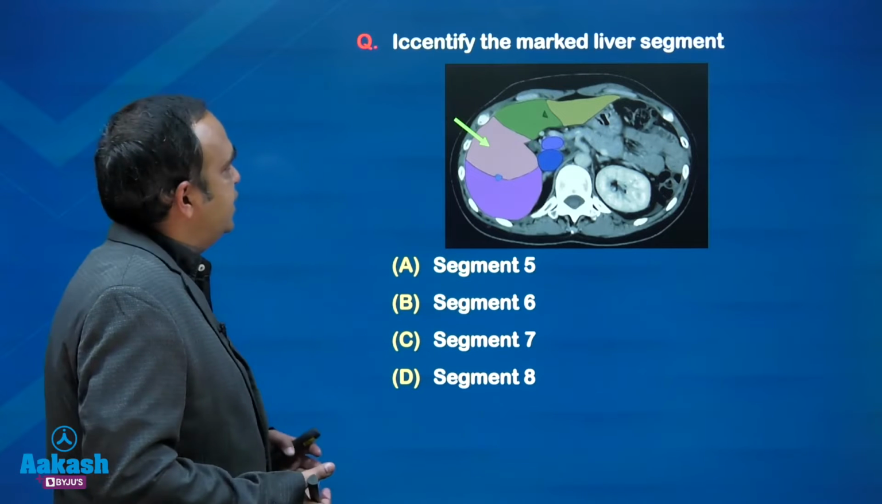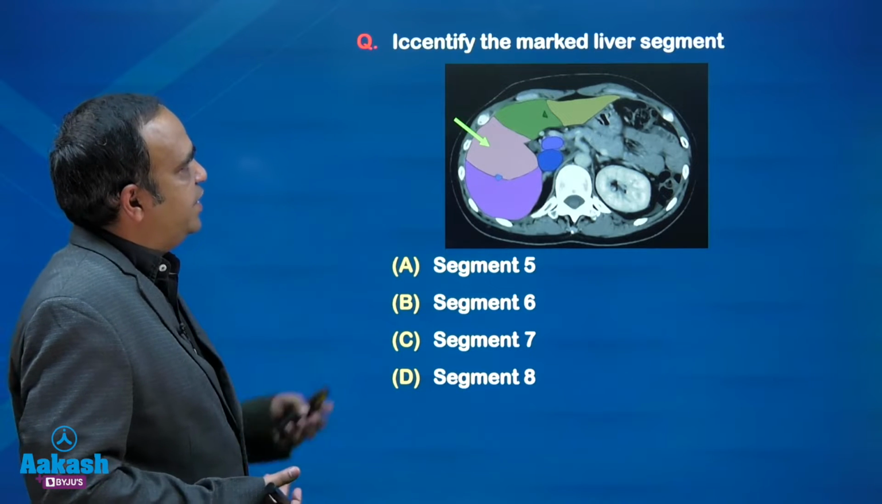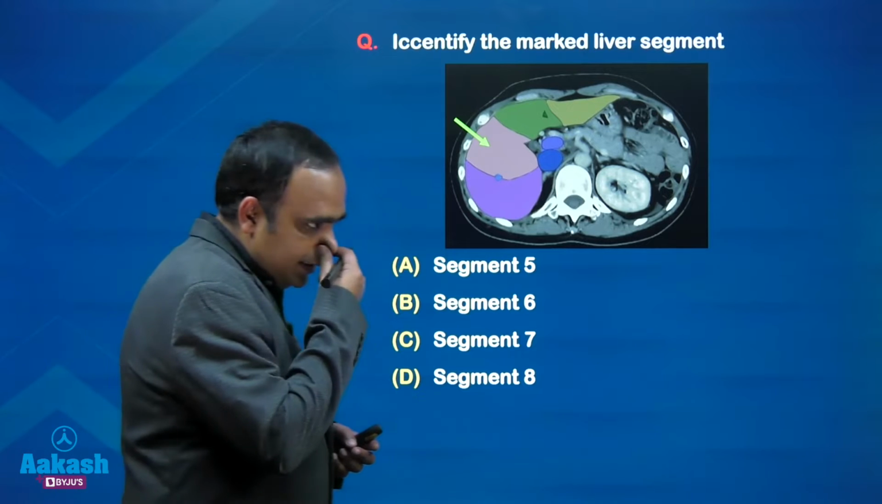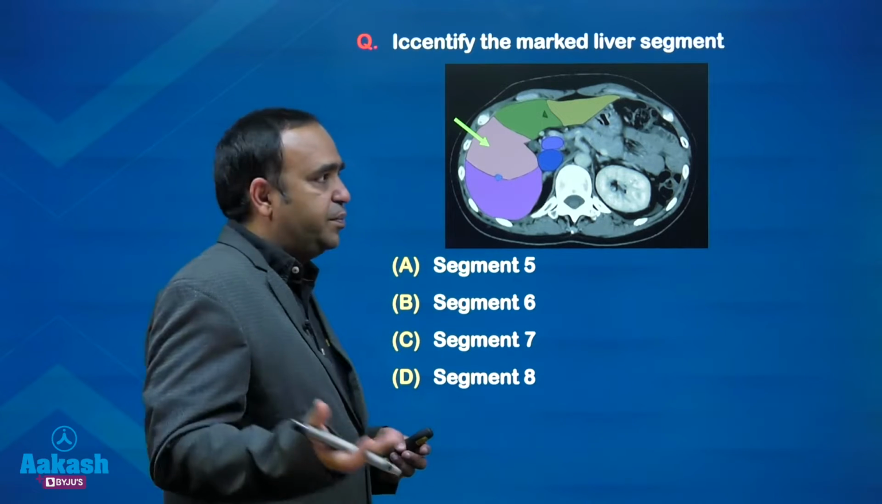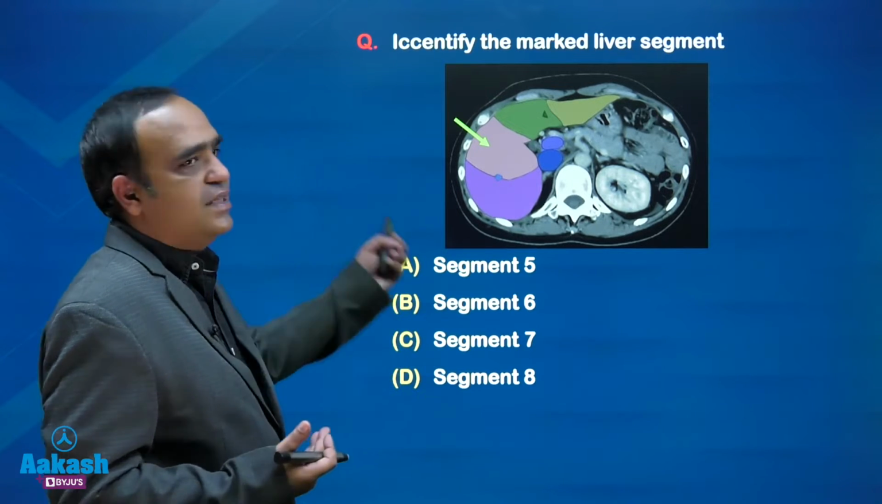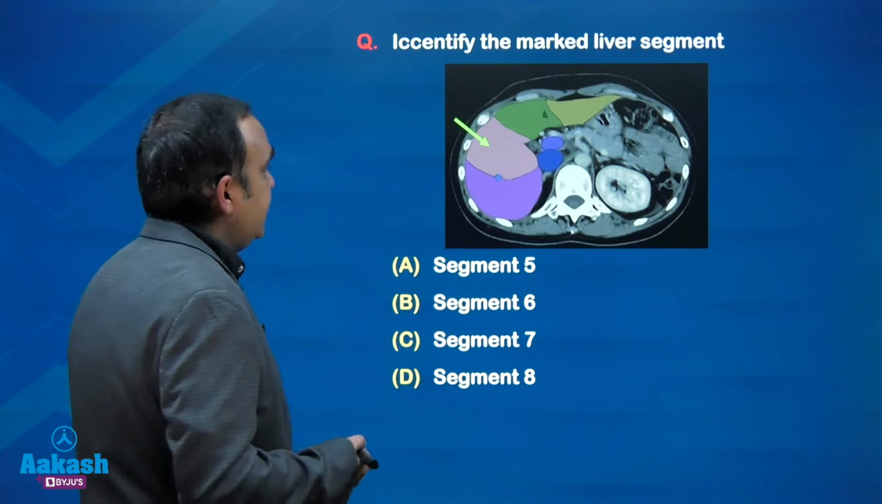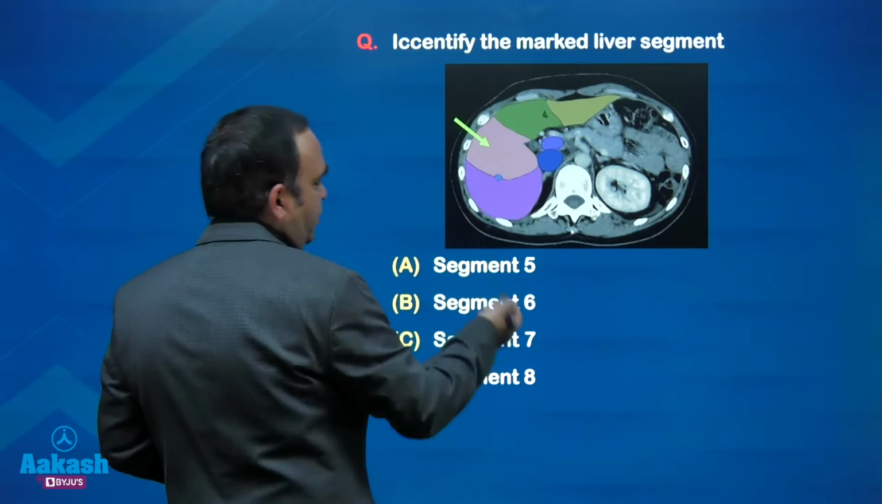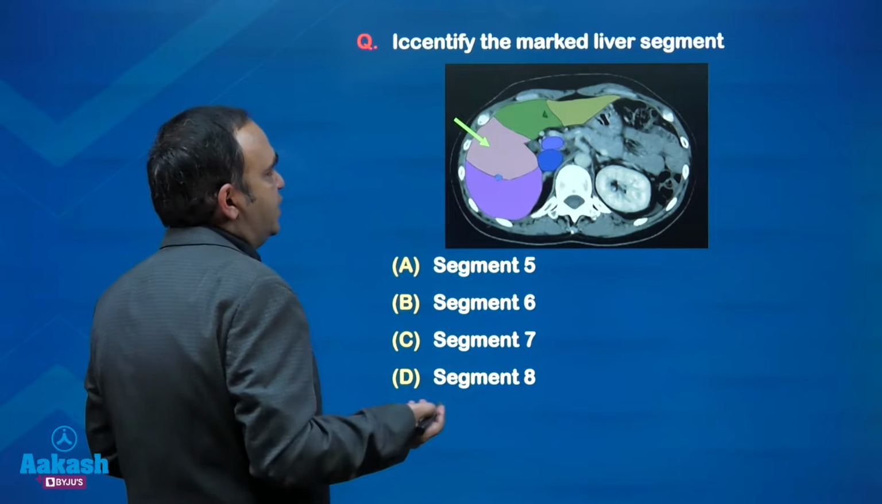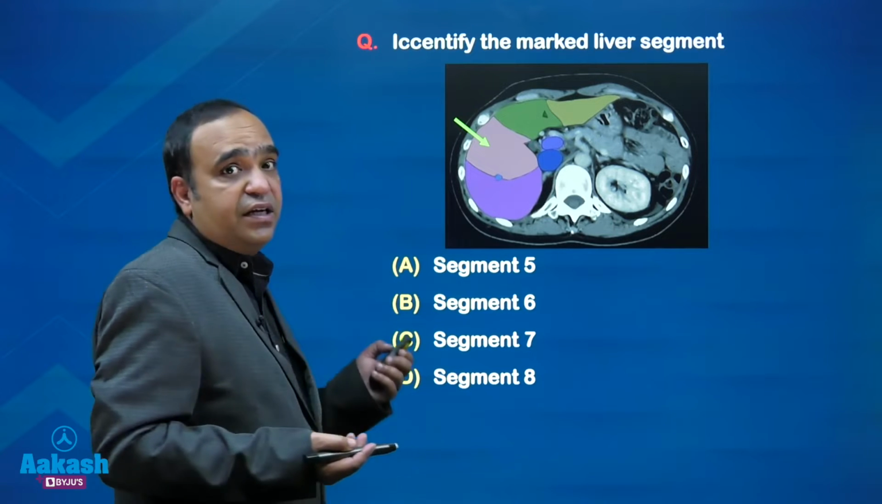So the next question is an image based question. Identify the marked liver segment. This image has been picked up from the internet. I found the exact image on the internet. Now some segment has been marked. Now you should know what it is before that, but it's a tricky question, right?